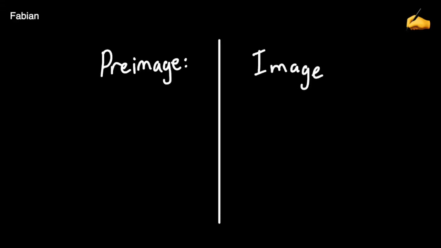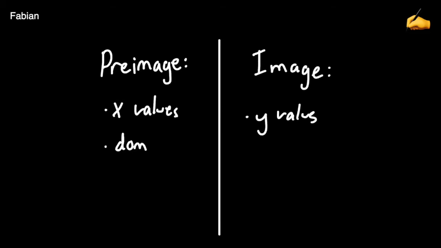One of the most common terms you will hear are preimage and image. At its core, these are just fancy mathematical terms for input and output, or x and y. Two other important terms are the domain and range. Even though they sound complex, they represent fairly simple concepts.